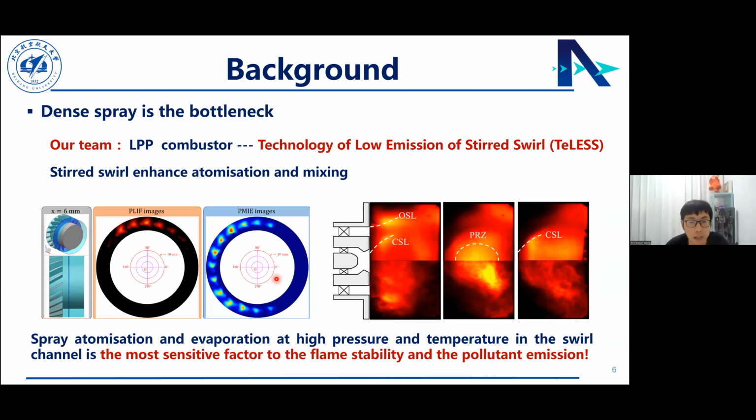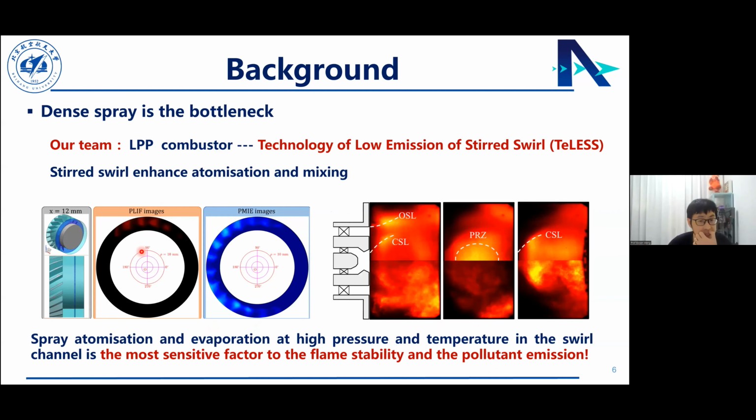This is a picture from the experiments in our group, the PLIF image and the PMIA image in the swirl channel. In the downstream, we will see different inlet parameters and geometric parameters lead to different combustion performance, even combustion instability. We have concluded that spray atomization and evaporation at high pressure and temperature in the swirl channel is the most sensitive factor to the flame stability and the pollutant emission.